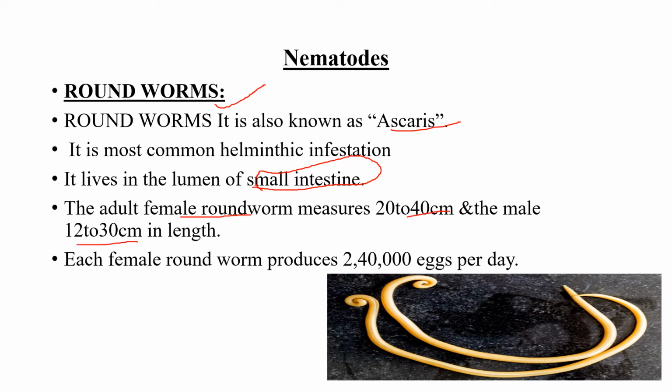to 30 centimeters. Next we are going to discuss how many eggs can be produced by one female roundworm. Per day they can produce around 2,40,000 eggs once they enter our body. Everything, the eggs and all, is going to be accumulated or colonized in the small intestine.